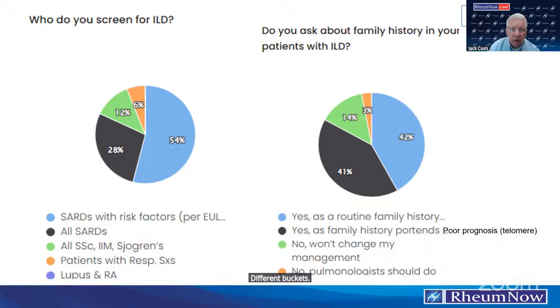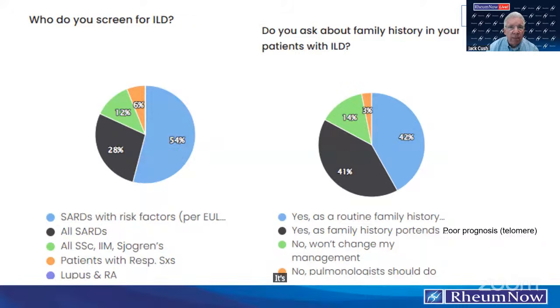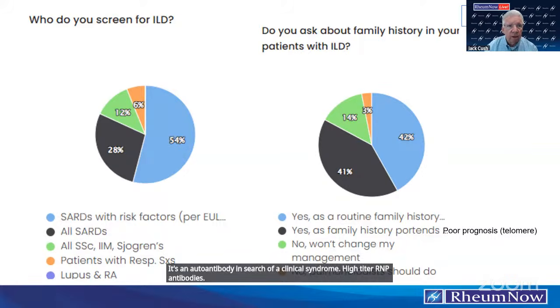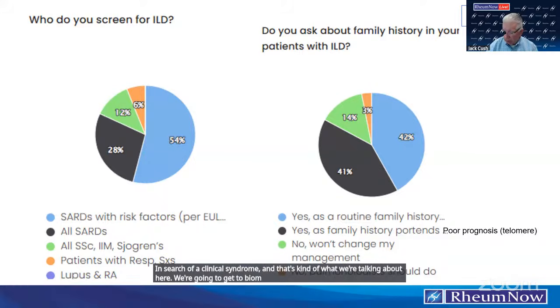So this discussion reminds me of something I heard at an ACP meeting when I was a resident. How long ago was that? From Robert Bennett, the guy who described MCTD. From the podium, he said, MCTD, it's an autoantibody in search of a clinical syndrome, high titer RNP antibodies in search of a clinical syndrome. And that's kind of what we're talking about here. We're going to get to biomarkers coming up soon, Evan, so hold tight.